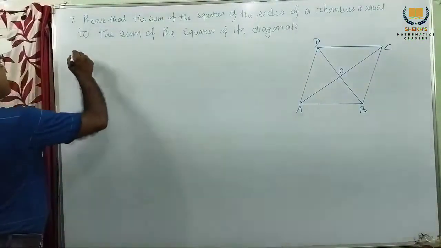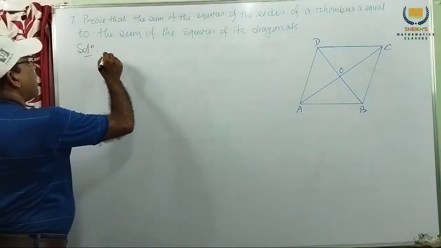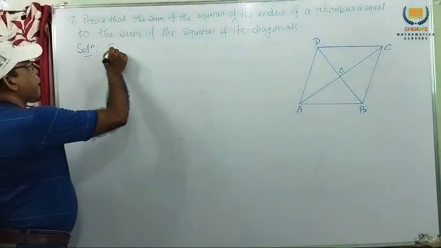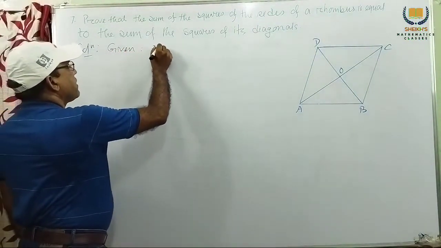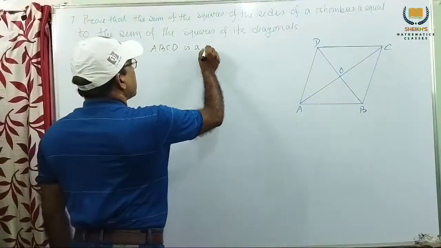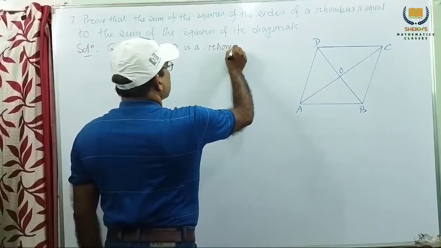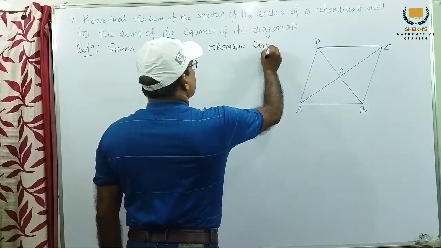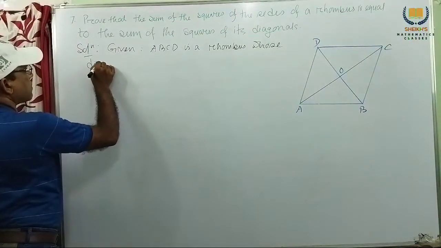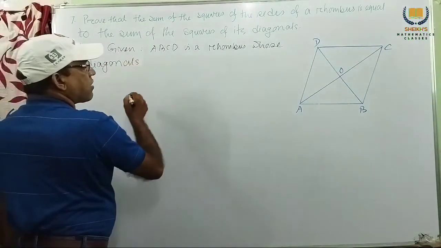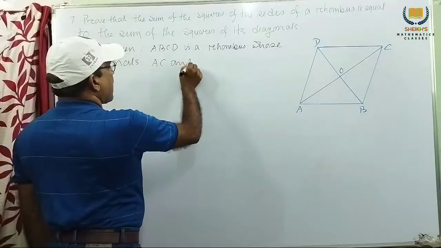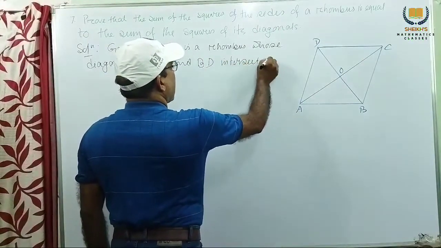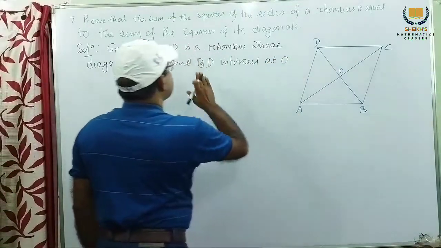Now the solution starts. Let, given: ABCD is a rhombus whose diagonals AC and BD intersect at O. AC and BD intersect at O.